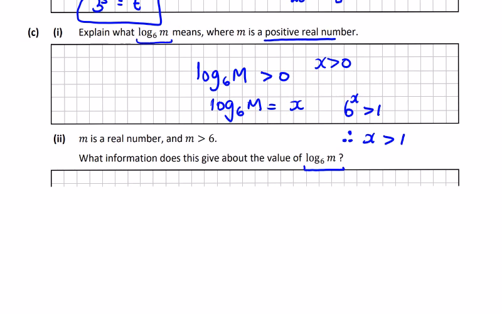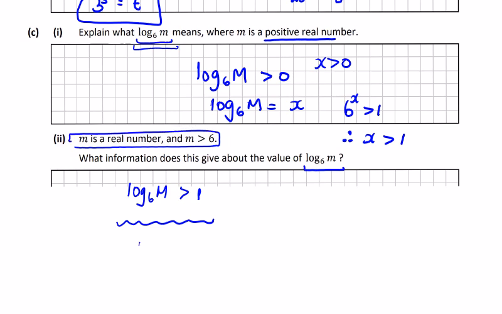What are they looking for? Let me just double check this reading. And what information does this give us about the value of this guy here? I think it's just that the log is greater than 1. And I'm actually reading it incorrectly. Probably m is a real number and m is greater than 6. So we have log of something greater than 6.